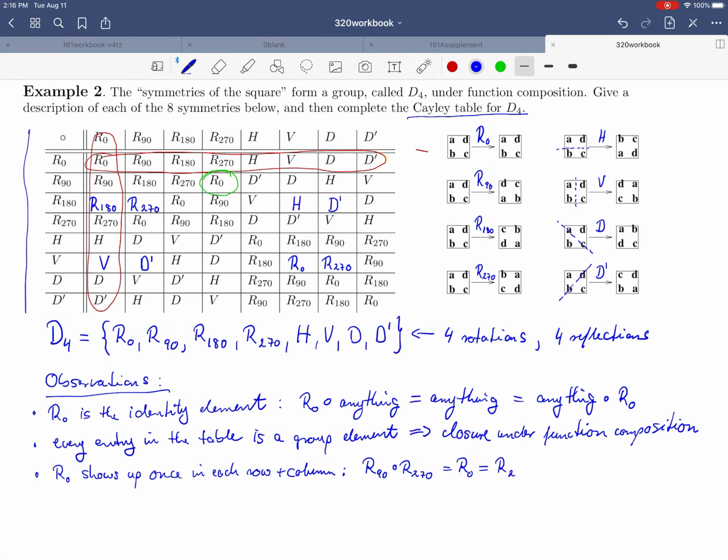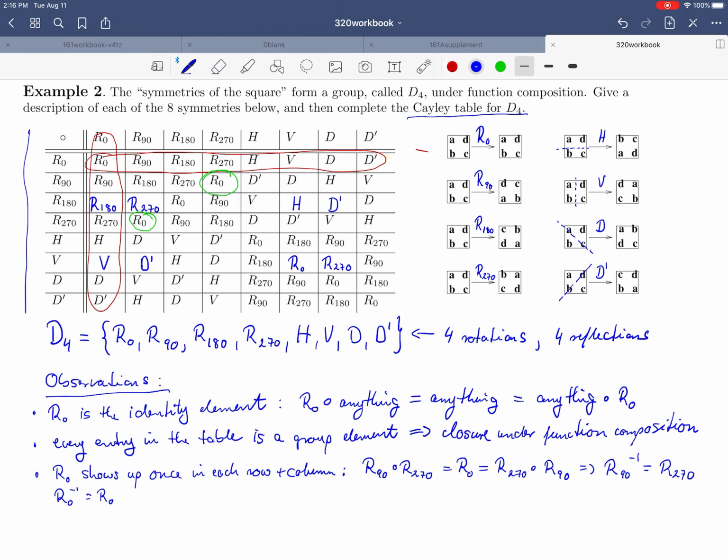And if we look at the other order, R270 composed with R90, let's find that as well. R270 composed with R90, that is also R0. So that means R90 and R270 are inverses of each other. So we could use this to find inverses of everything. So R90 inverse is equal to R270. That's one thing that we found, and we could also list all of them.